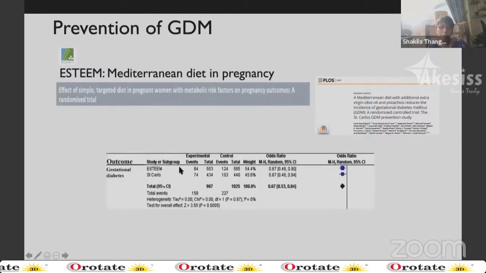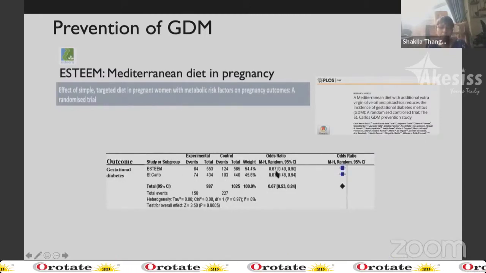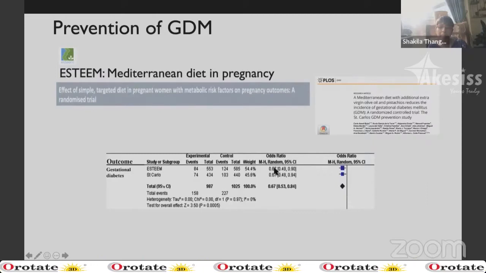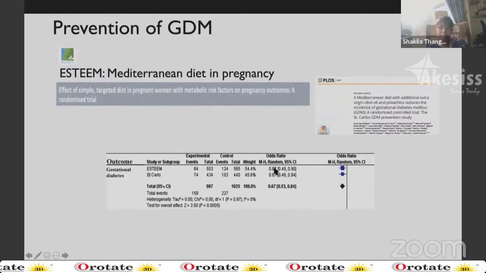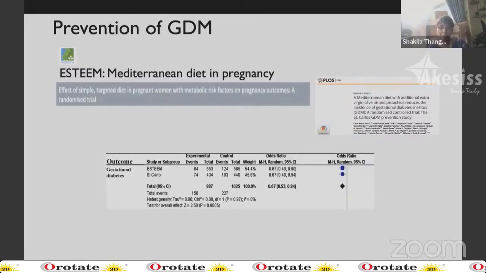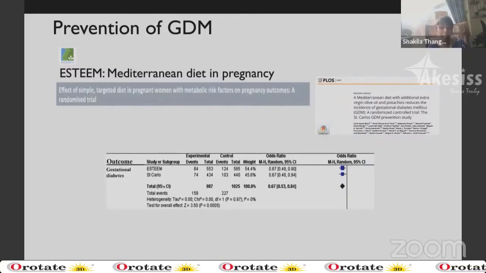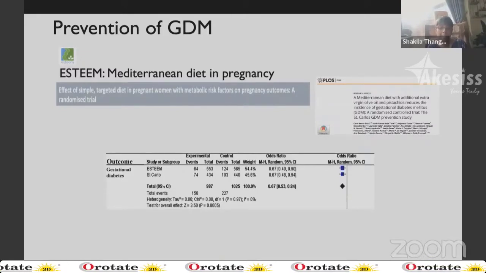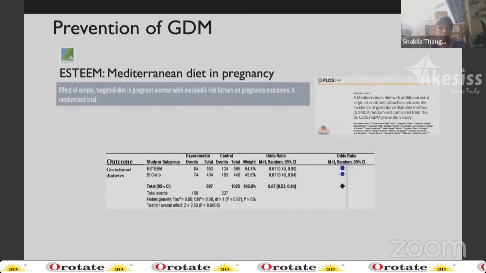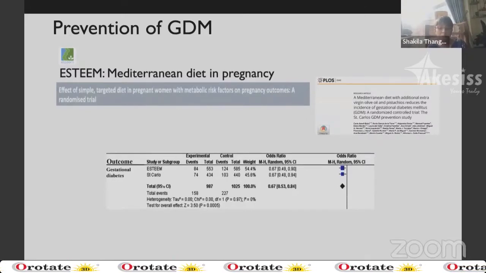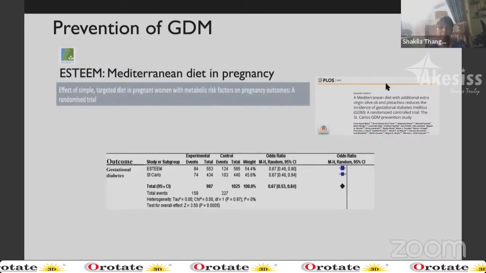And what we found at the top, you can see the ESTEEM in the forest plot, is there was a 33% reduction in gestational diabetes. And this is mainly a diet-based intervention. It's a very pragmatic one. There was no intense course. Women came along with the routine hospital appointments.